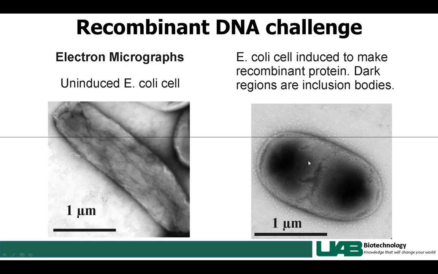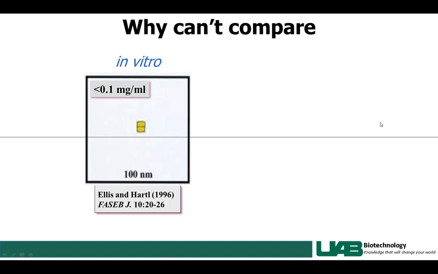in the induced bacterium. And you can imagine the reason is that the more of the recombinant protein that you express, the more of the inclusion bodies that are formed in this bacteria. Well, why is that? When you do in vitro, you have a concentration of 0.1 milligram per mil of protein. When you expose it to the right environment, that protein will spontaneously fold into its three-dimensional shape.